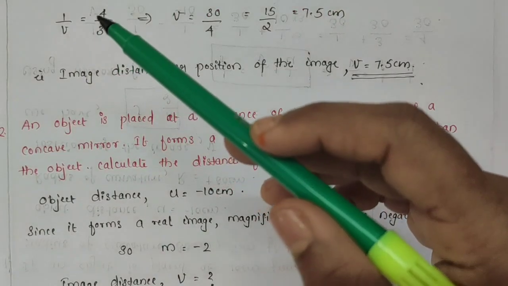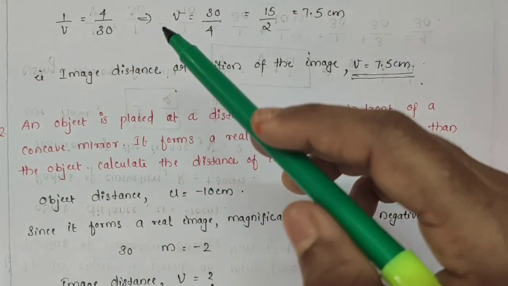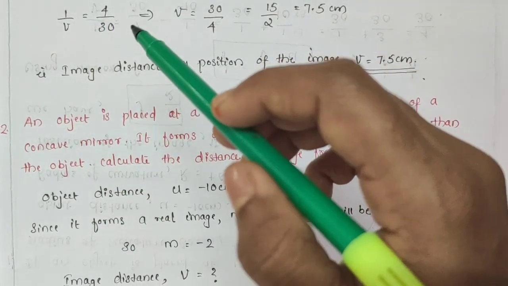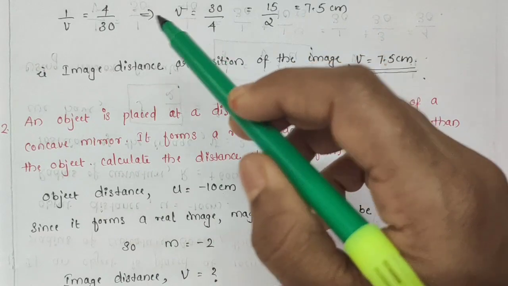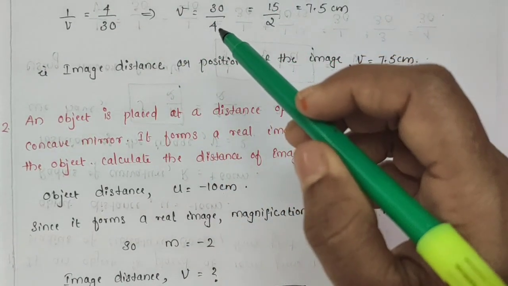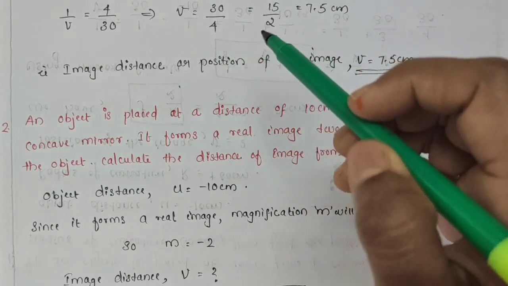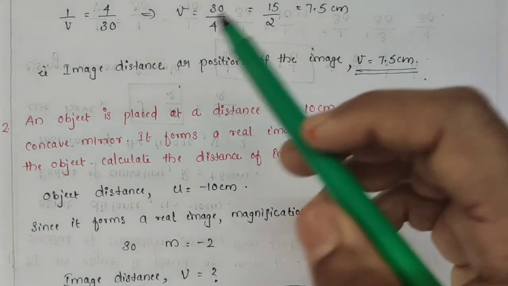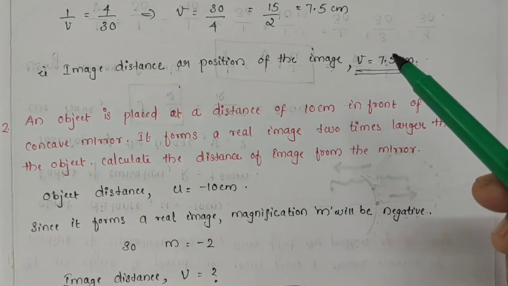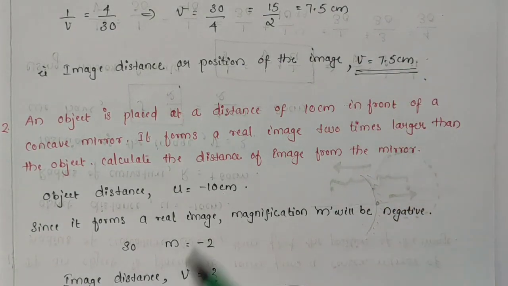1 by v equals 4 by 30. We take the reciprocal on both sides of this equation, so that v equals 30 by 4, that is 15 by 2. 2 into 2 is 4, 15 into 2 is 30. 15 by 2 is 7.5. So the image distance, or position of the image, v equals 7.5 centimeters.